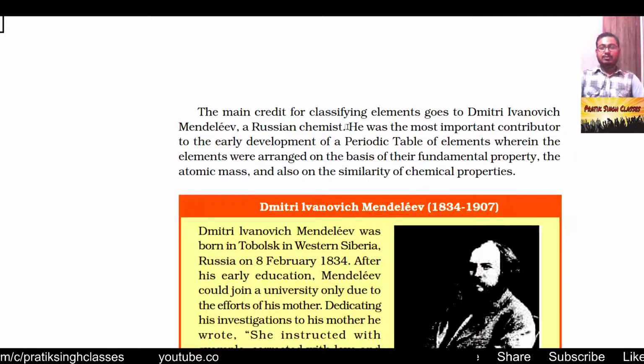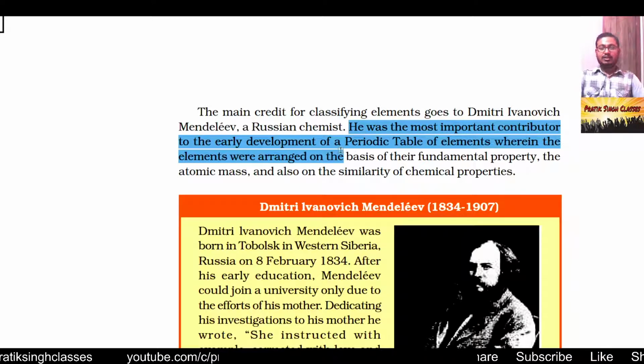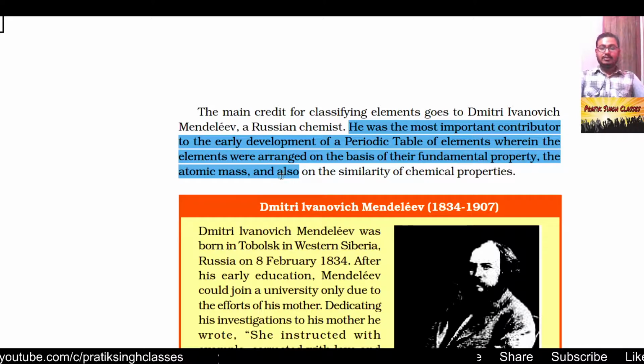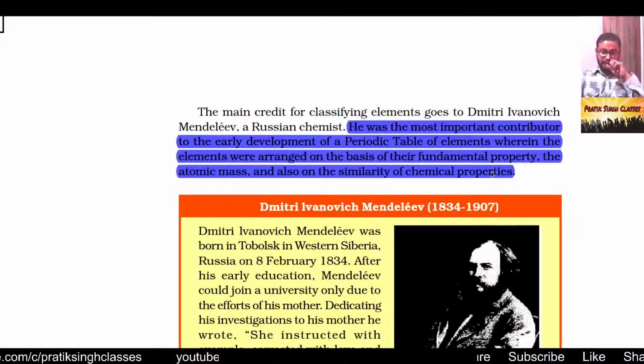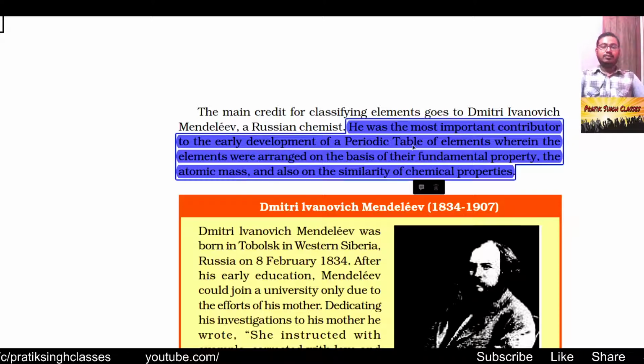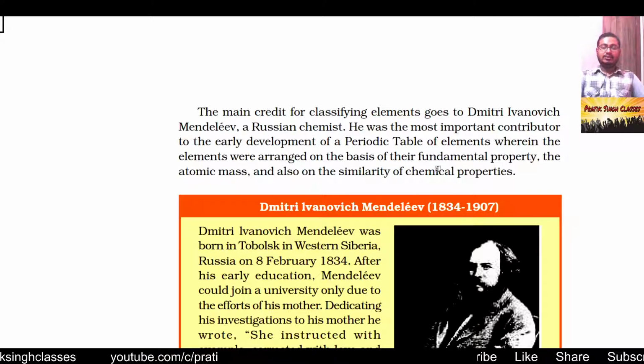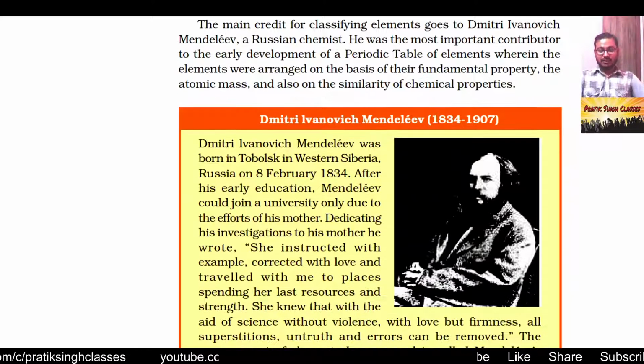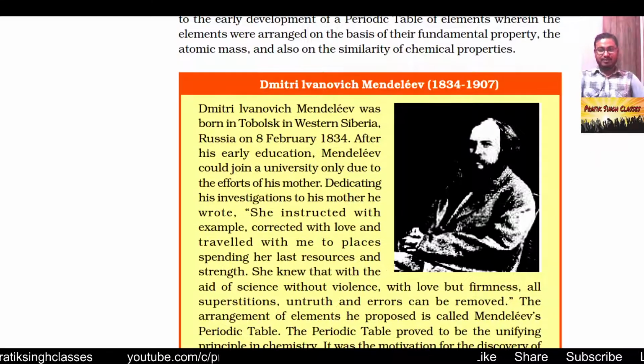He was the most important contributor to the early development of the periodic table of elements, wherein the elements were arranged on the basis of their fundamental property, the atomic mass, and also the similarity of chemical properties. This means he went into great depth to arrange the periodic table, where elements were arranged in balanced form according to their atomic mass and their chemical properties. So here is something given about Mendeleev. Let us see what is given.